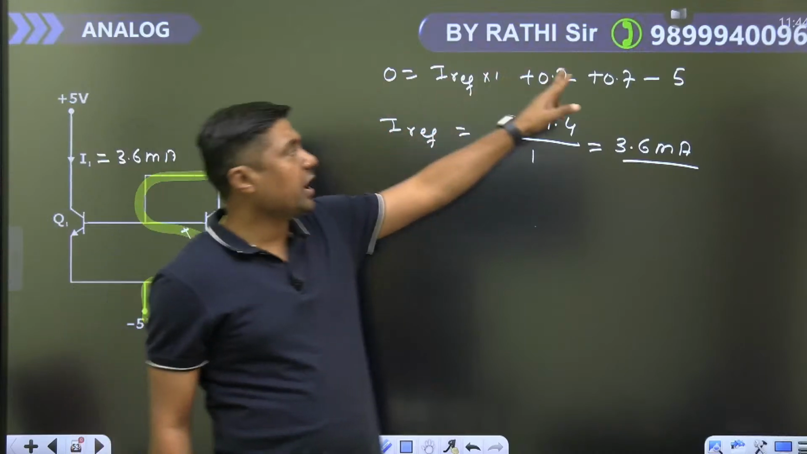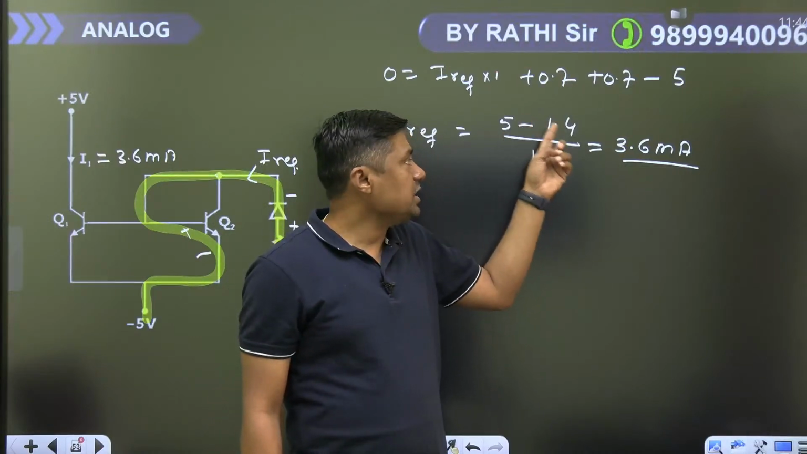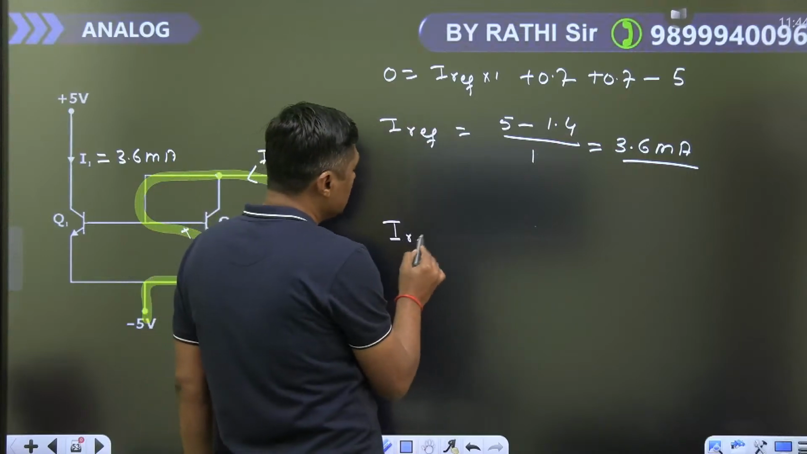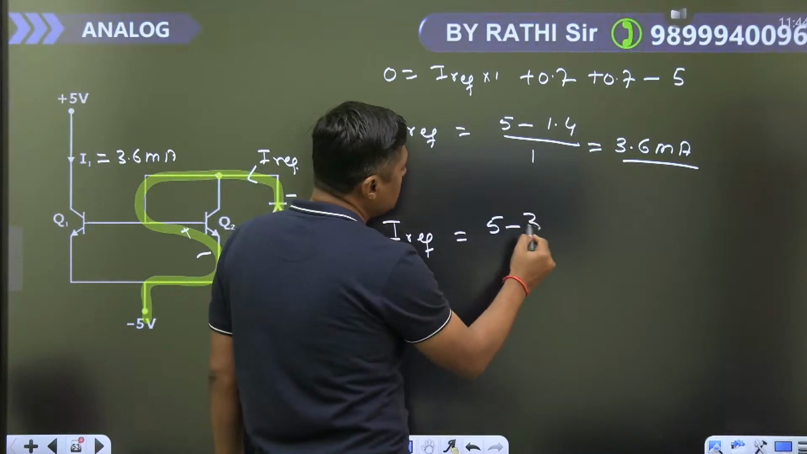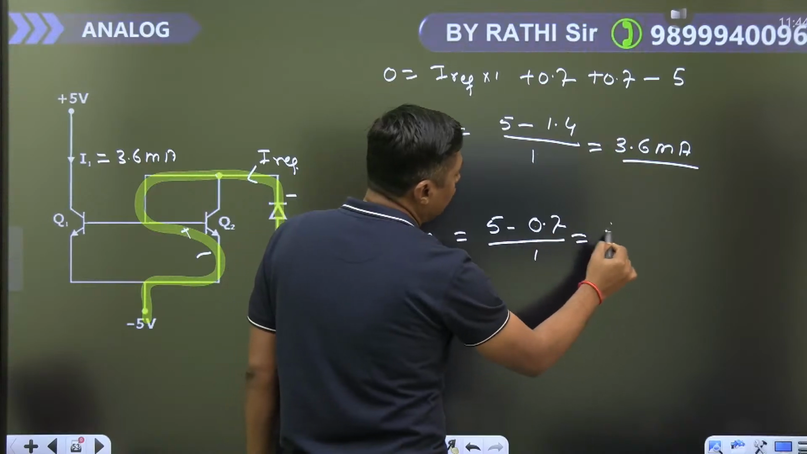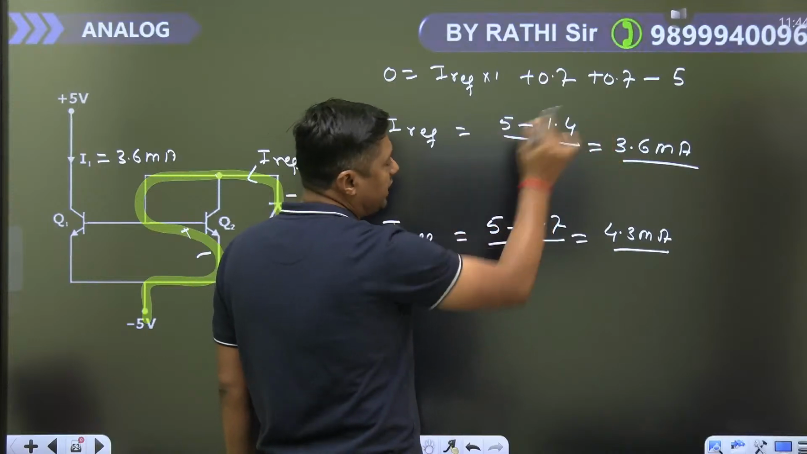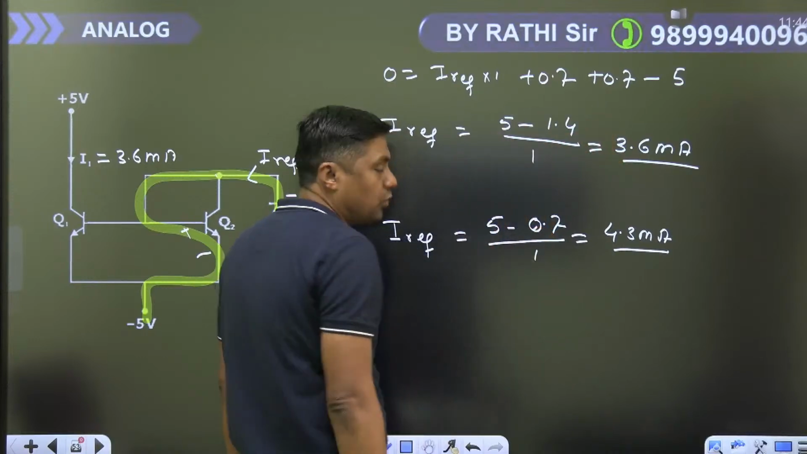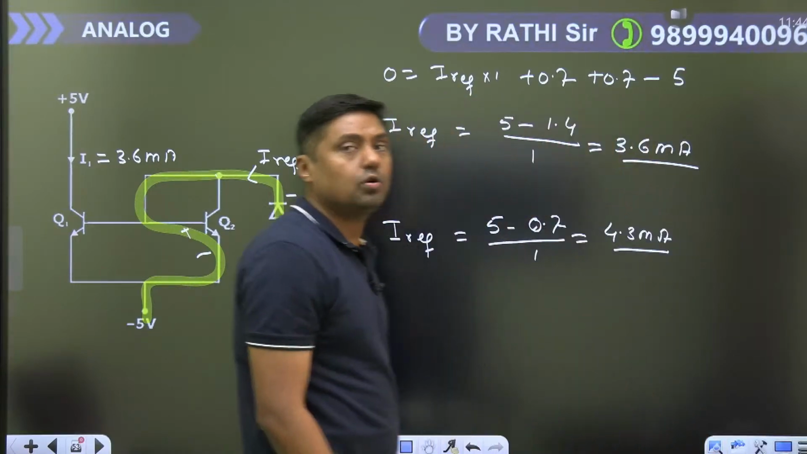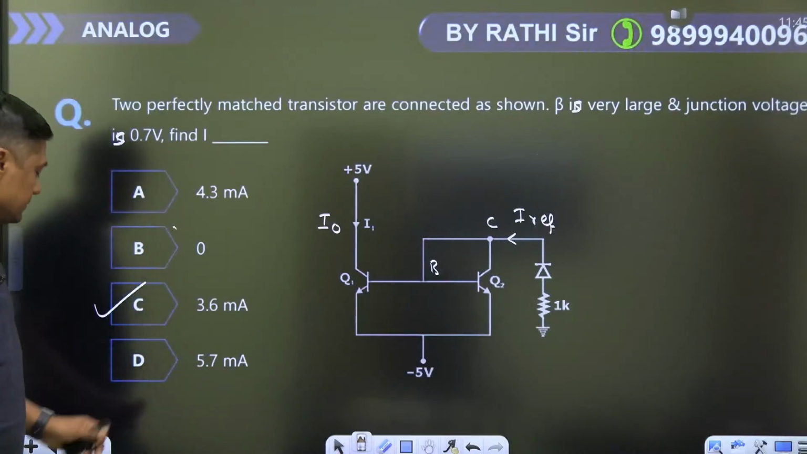Suppose there is no diode, then what will be the current? Without diode, 5 minus 0.7 upon 1, that is 4.3 milliampere. We are getting this much current. With diode, we are getting 3.6 milliampere. So what is the role of the diode? Just to reduce the value of current. That is the C. C is the answer.